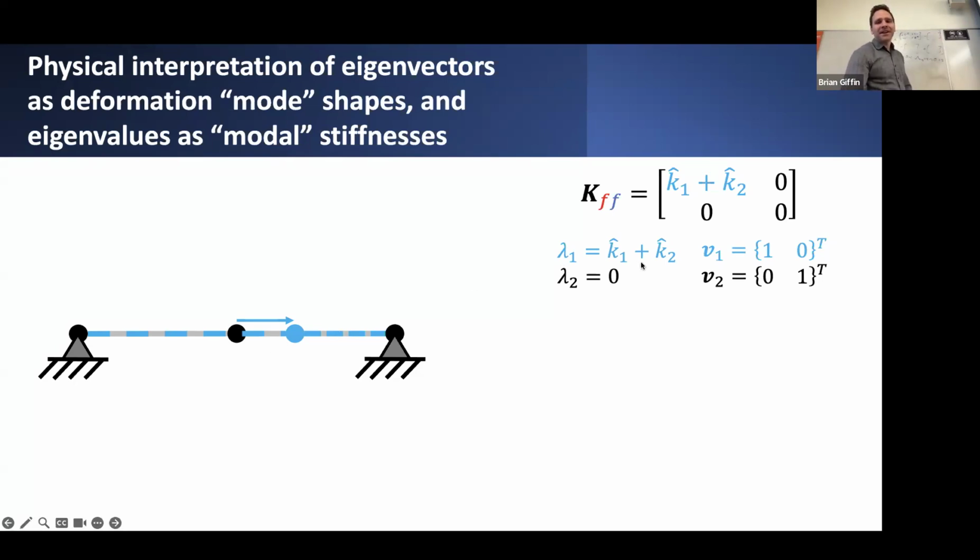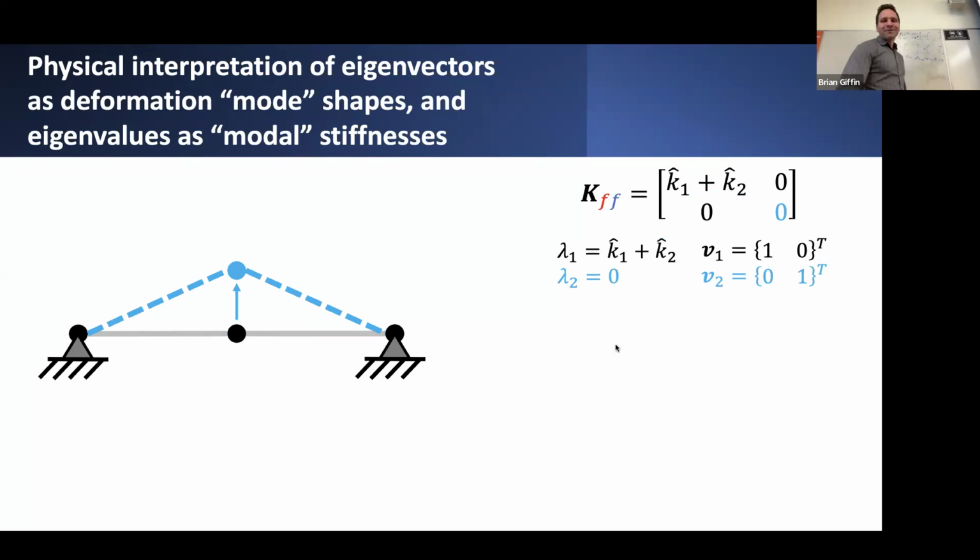So really, it's the combination of the stiffnesses of both of these two bars that are preventing this node from moving. So hence, it turns out that the eigenvalues of the stiffness matrix have this kind of intuitive interpretation as being the stiffness associated with these particular modes of deformation, as characterized by the eigenvectors of the stiffness matrix. So that's kind of an interesting interpretation. And it also gives us a way of interpreting what's going on with the 0 eigenvalue.